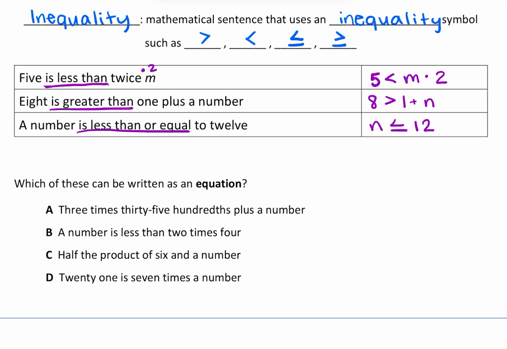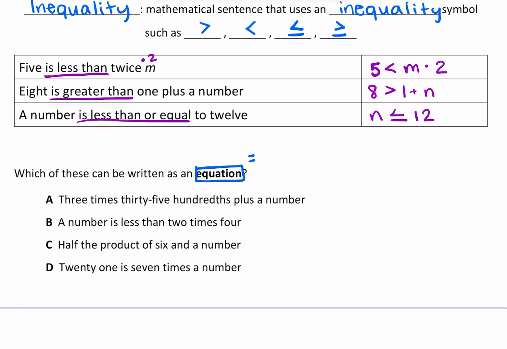All right, let's see how this will actually be tested. So, bottom one, which of these can be written as an equation? So when you see that word, I want you to automatically know equations have an equal sign. But if you look, none of the answer choices have equal signs, so we're looking for the word is. And remember, is by itself, not is greater, is less. So let's read through and see what we can find.